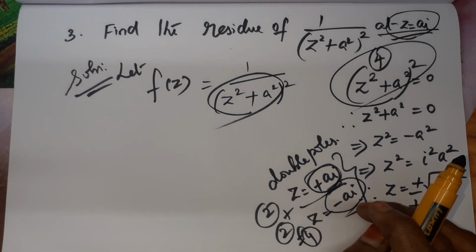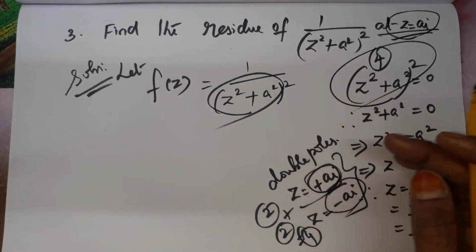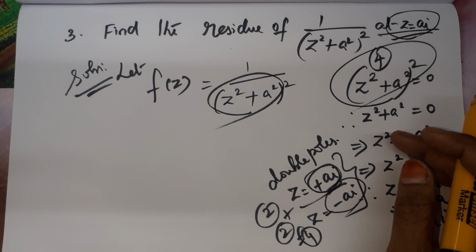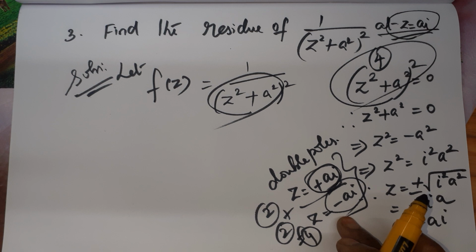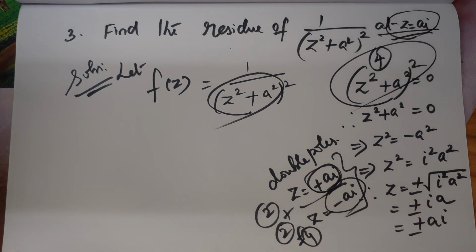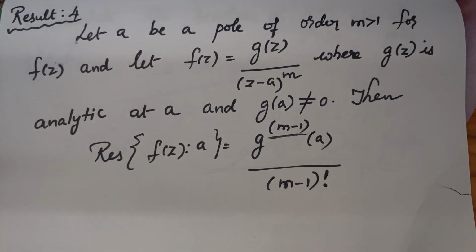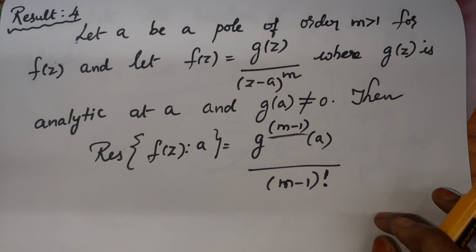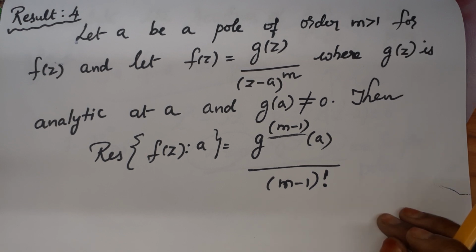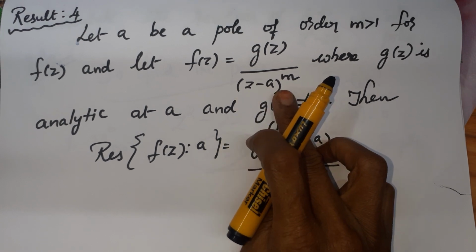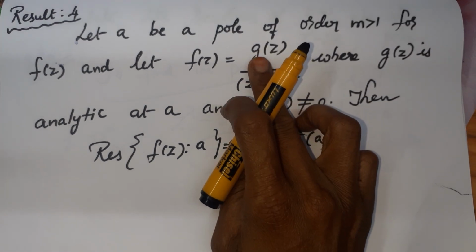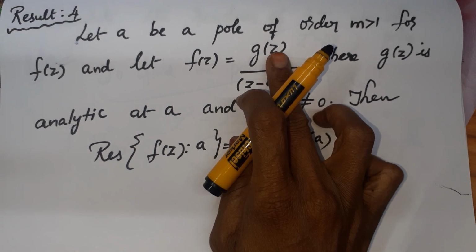If there was a single pole, a simple pole, then the h of z by k of z formula that we saw in the previous problem is applicable. But since it is a double pole, that method is not applicable here. For double pole or multiple poles, we have to use this one. Let a be a pole of order m which is greater than 1 and f of z is of the form g of z by z minus a the whole power m. So a is the pole. Keep only the pole term in the denominator and take everything else to the numerator. Consider that as g of z.